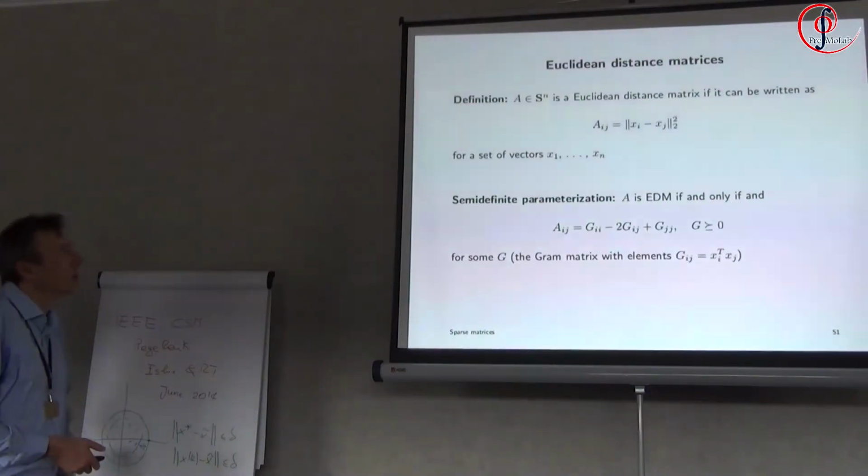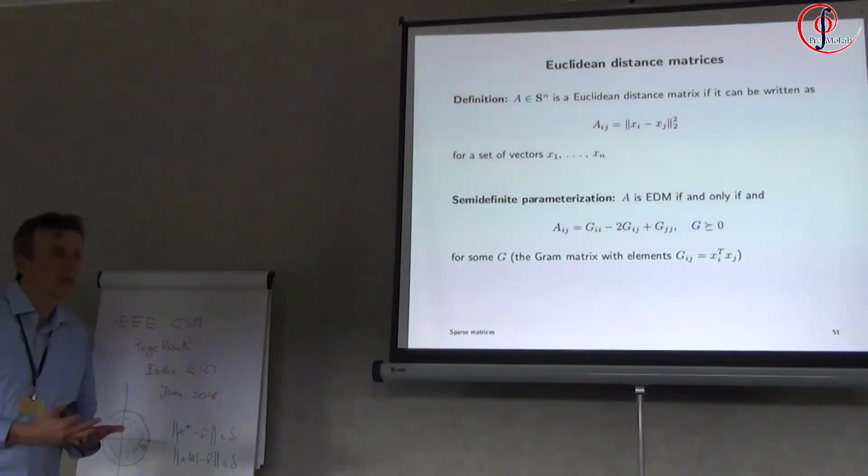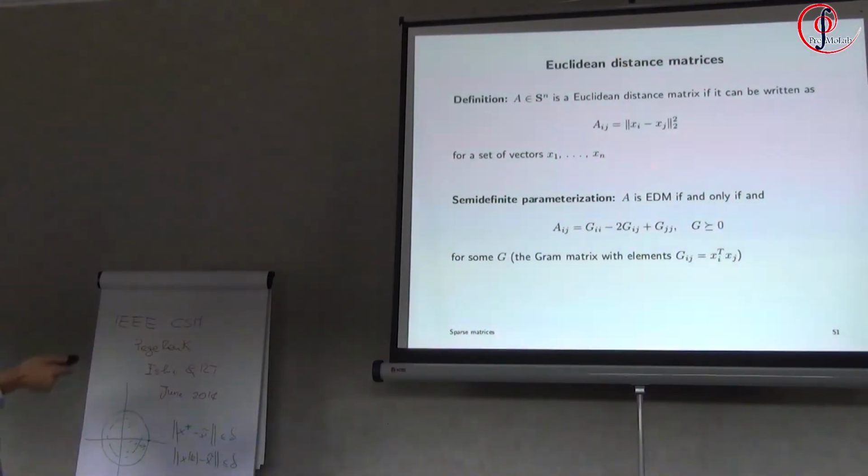There is a related problem called the Euclidean distance matrix problem. A Euclidean distance matrix is a matrix with this property: you can express all the elements in the matrix as the squared Euclidean distance between two points. So you can find a configuration of points xi such that the aij entry of the matrix A is just the squared distance between xi and xj. And that's a problem that's been studied in machine learning, also, for example, in sensor networks.